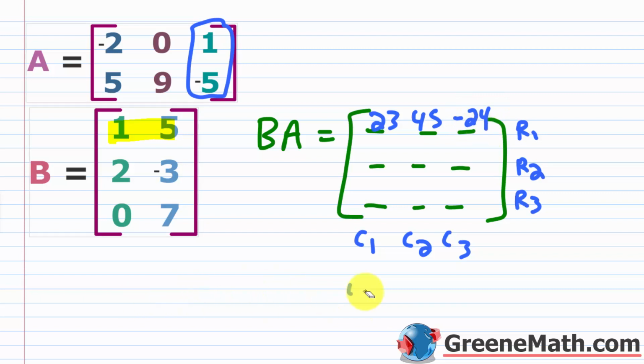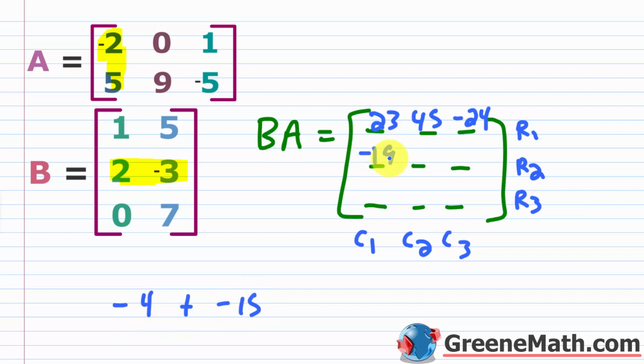So what I'm going to do now, since I'm in row 2, I'm just going to move this down to row 2, okay? So let me erase this, and let me highlight this row 2 here. And we'll start out with this one. So we're going to do 2 times negative 2, which is negative 4. Plus, we're going to do negative 3 times 5, which is negative 15. So negative 4 plus negative 15 is going to be negative 19. And let me erase this, and let me erase this. And now we're going to move into this one. So we have 2 times 0, which is 0, plus negative 3 times 9, which is negative 27. This is going to give me negative 27 here.